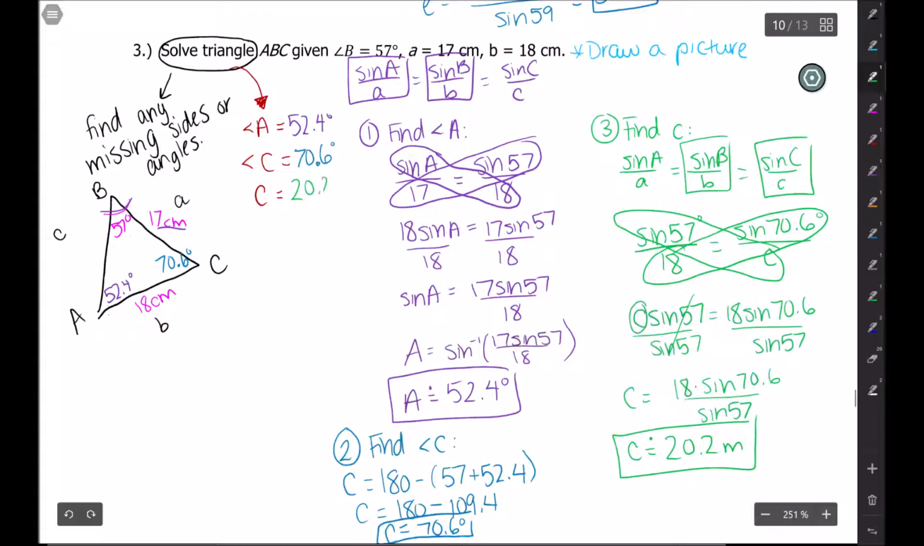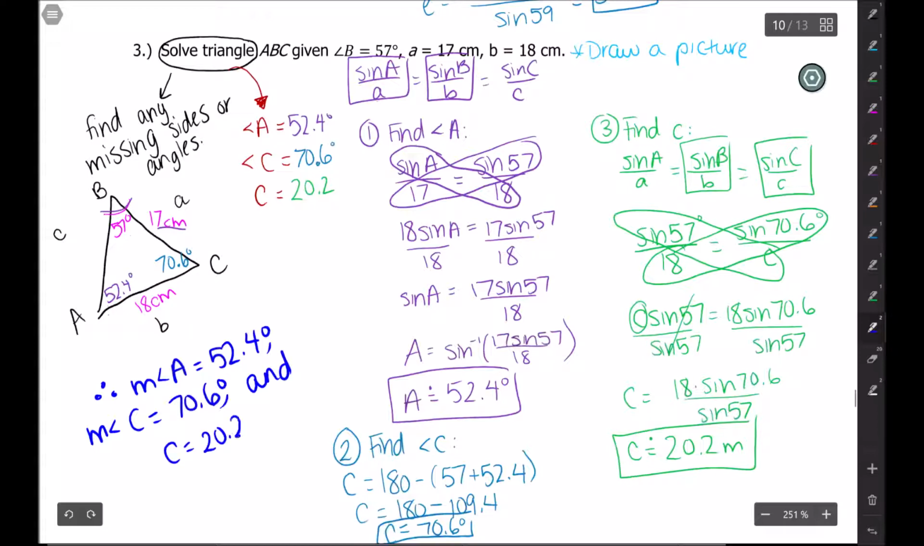Okay, so I can write my therefore statement and then I'll be done. Therefore, the measure of angle A is equal to 52.4 degrees. The measure of angle C is equal to 70.6 degrees, and C is equal to 20.2 meters. And that's how I solve for a triangle.